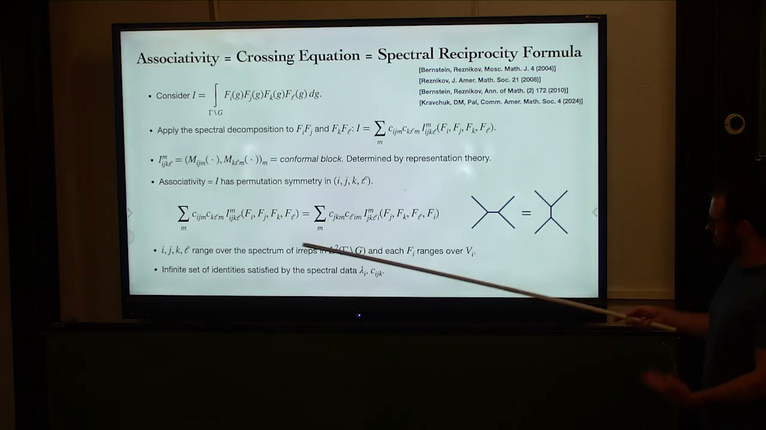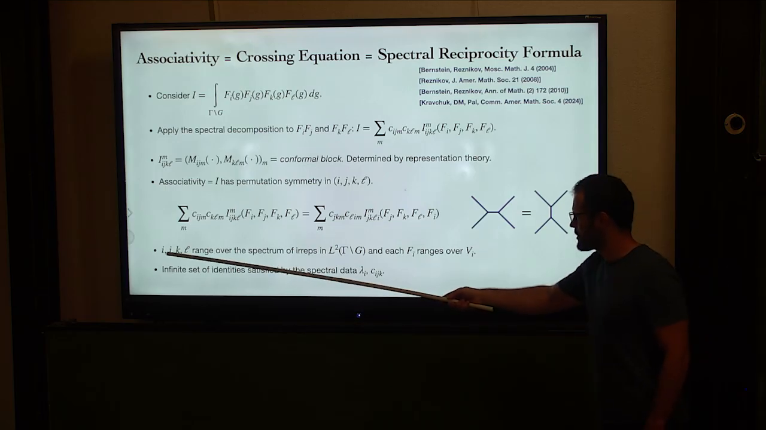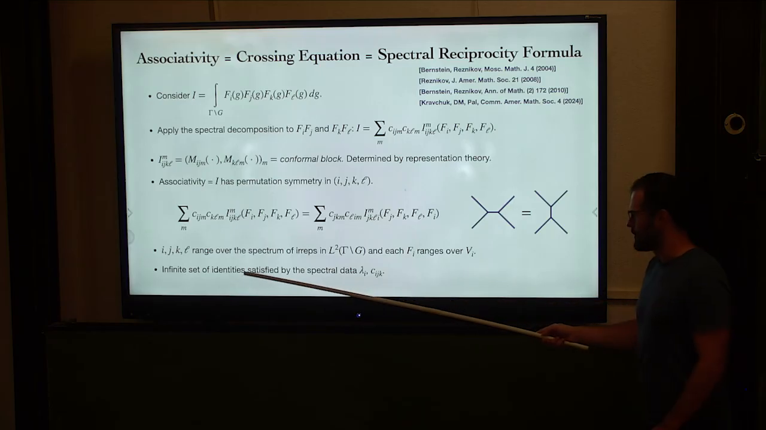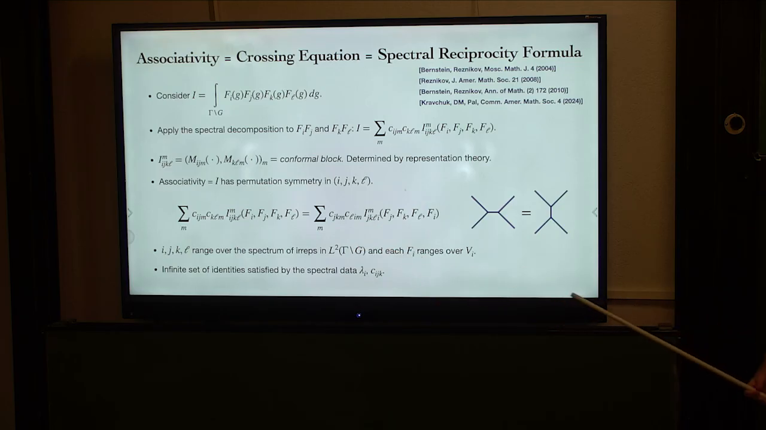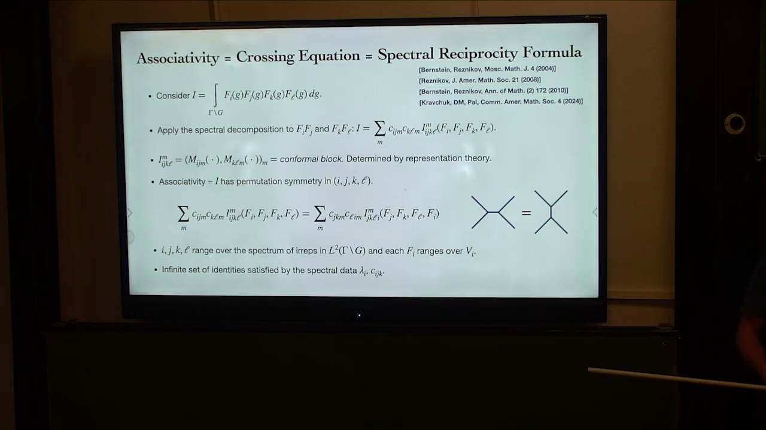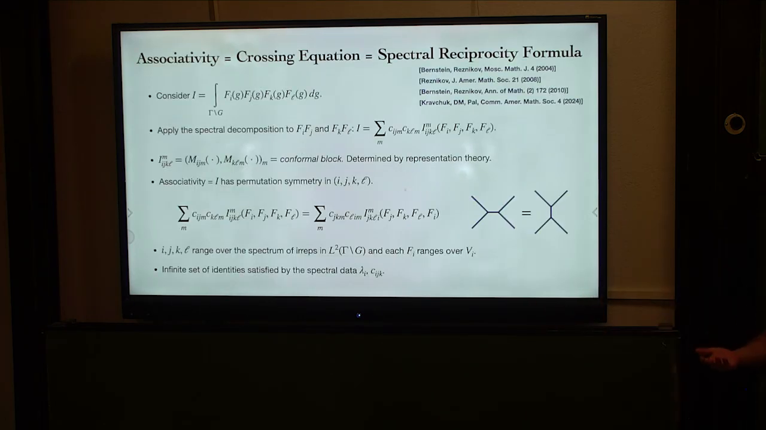And so you get some infinite set of equations for infinitely many unknowns. The equations are labeled by the choice of four irreducibles, i, j, k, and l, and also by the choice of four vectors Fi, which themselves range over the infinite-dimensional space Vi. The unknowns are the C's and the spectral data. So this is exactly in the same spirit as the conformal bootstrap, an infinite set of equations for the spectral data of a conformal field theory. That's basically the setup, and now I'll talk about some applications.